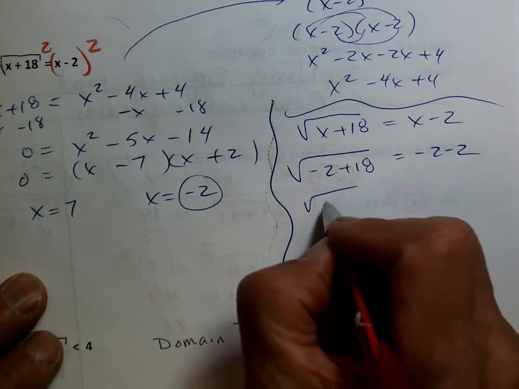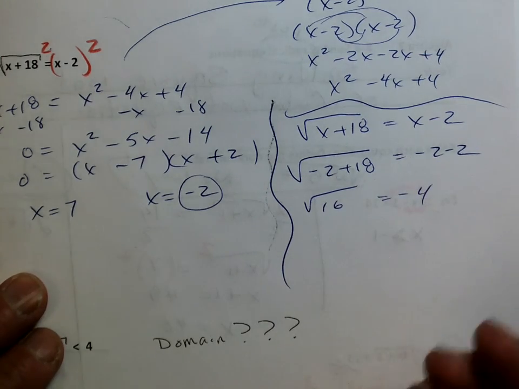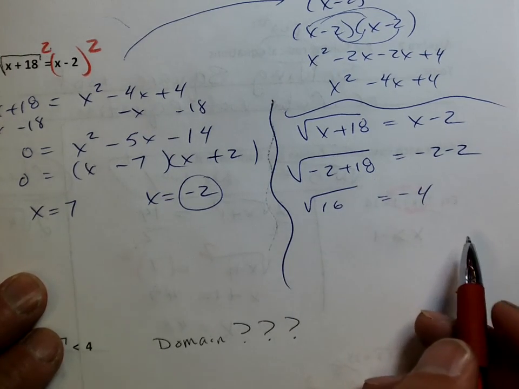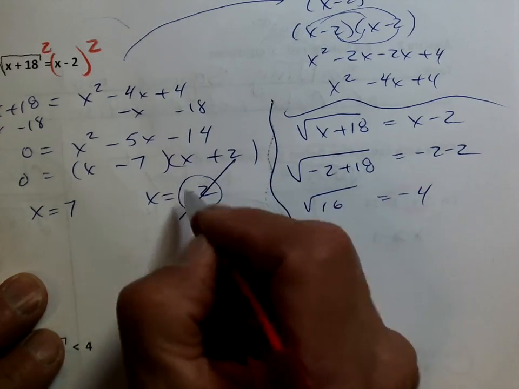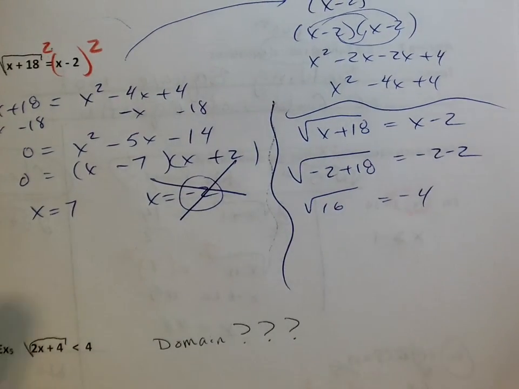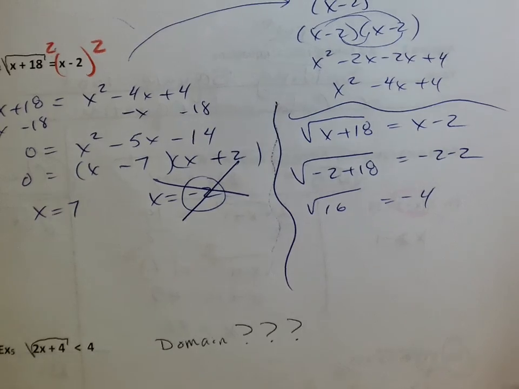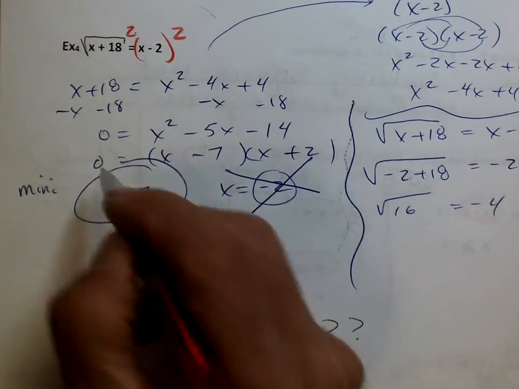I'll get the square root of 16 equals negative 4. But is the square root of 16 equal negative 4? No. So nice job, Tammy. We throw that away. The 7 does work, but you can check if the 7 does work. Nice job, smart girl. There you go.